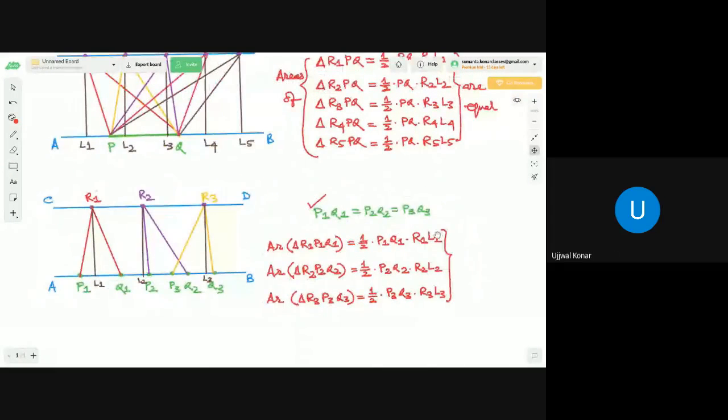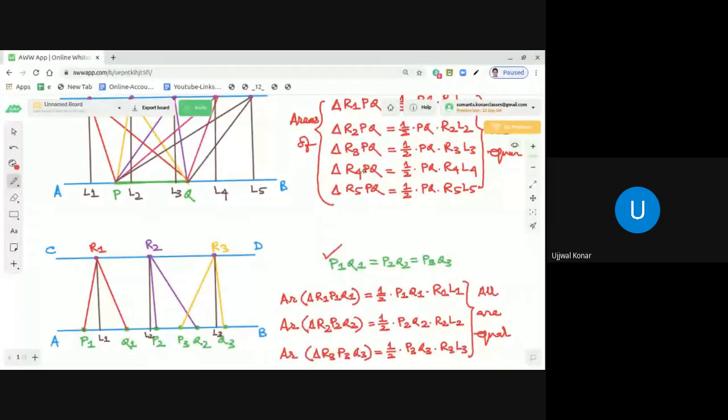Yes, sir. So what we get is that all are equal. So the areas of all these triangles, which are of equal base and between the same parallels AB and CD, are equal. So good, dear students. We had a very good discussion so far. Now what I'm going to do is solve a problem together.